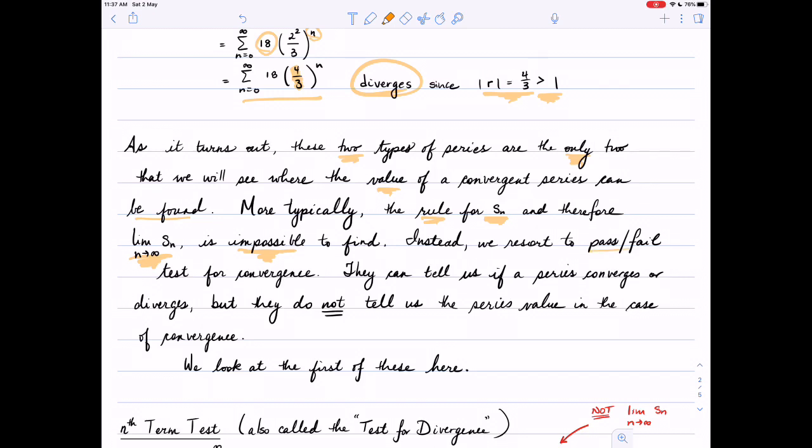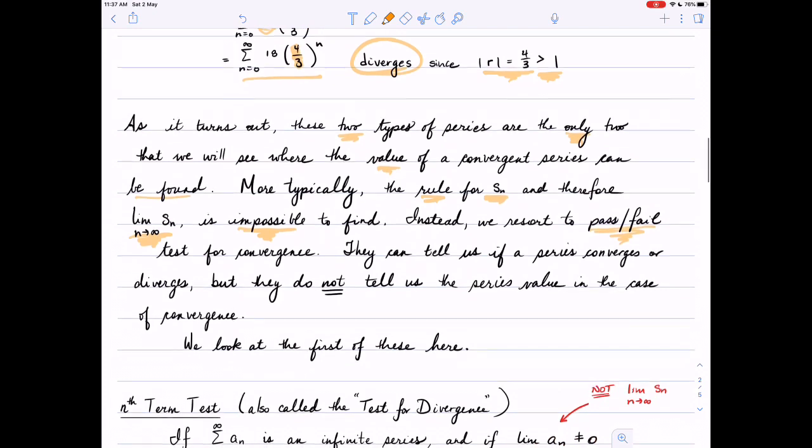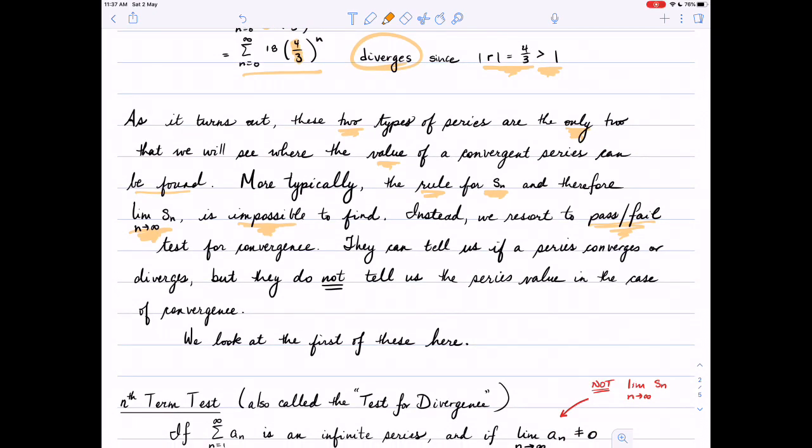We're going to resort to pass-fail tests. So those pass-fail tests that we're about to start learning will tell us if a series converges or diverges, but they will not tell us the series value. So going forward in these pass-fail tests, if we're going to apply a test other than the geometric and the telescoping, we will not know the series value. We will only know that it converges or diverges, but if we know it converges, we will not know to what.